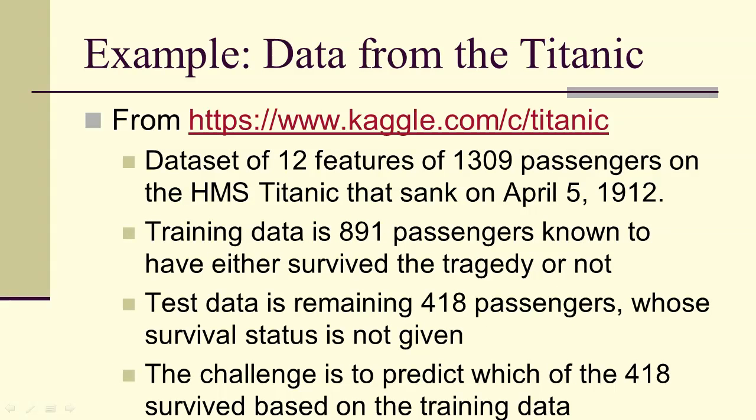So the data set is 12 features of 1,309 passengers that were on the Titanic when it sank. The training data is 891 passengers known to have either survived or not. The test data is the remaining 418, and their survival status is not given. And so we use the training data to try to predict which of the 418 survived, and that's the challenge.